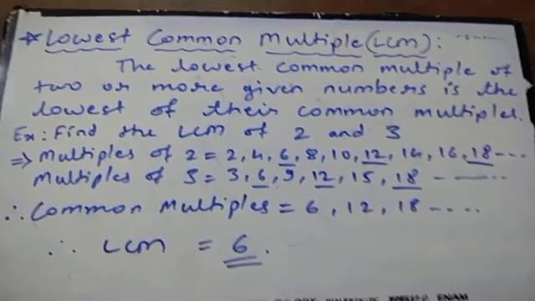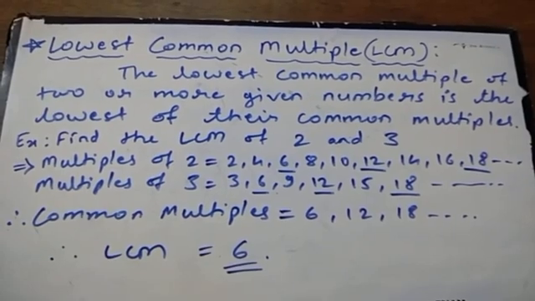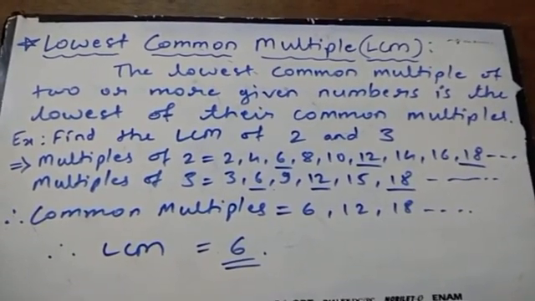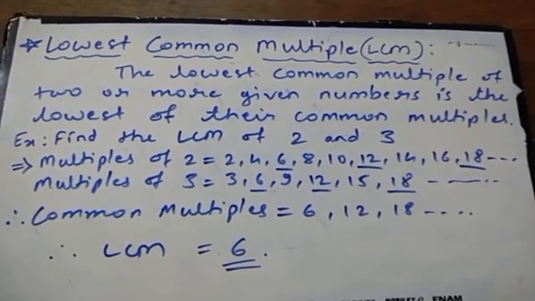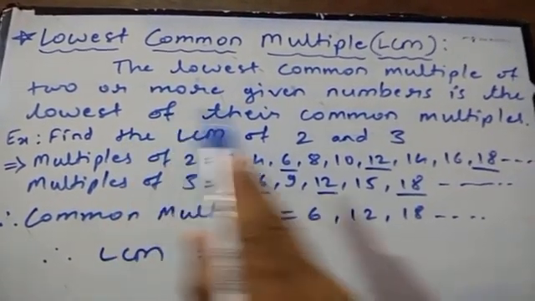Hello students, in this video we are going to study the next part, that is lowest common multiple, LCM. The lowest common multiple of two or more given numbers is the lowest of their common multiples. With the help of one example we will try to understand this part. Find the LCM of 2 and 3.